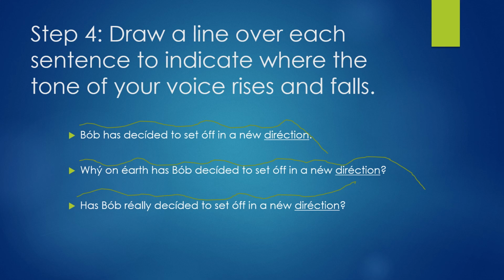Step 4. Draw a line over each sentence to indicate where the tone of your voice rises and falls. This means using rising-falling intonation in statements like, "Bob decided to set off in a new direction," and information questions like, "Why on earth has Bob decided to set off in a new direction?" In both sentences, your voice rises and falls on the word direction. And rising intonation in yes/no questions like, "Has Bob really decided to set off in a new direction?" Your voice rises and keeps on rising on the word direction.